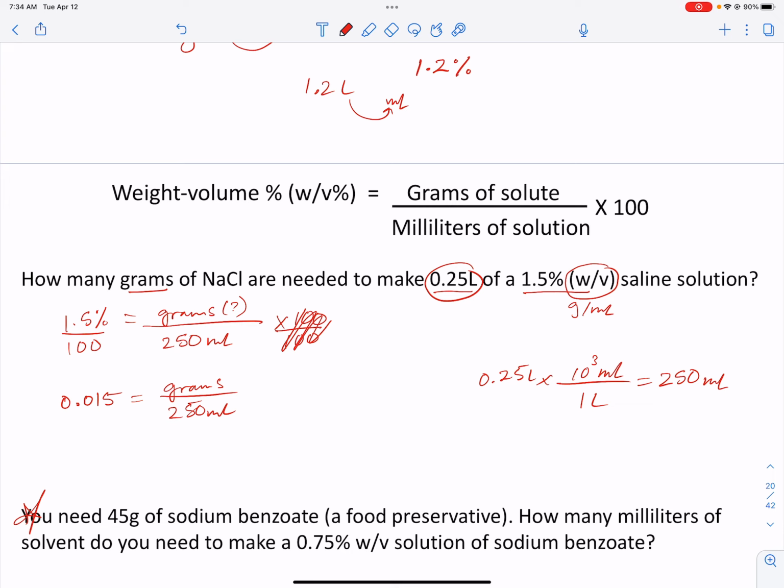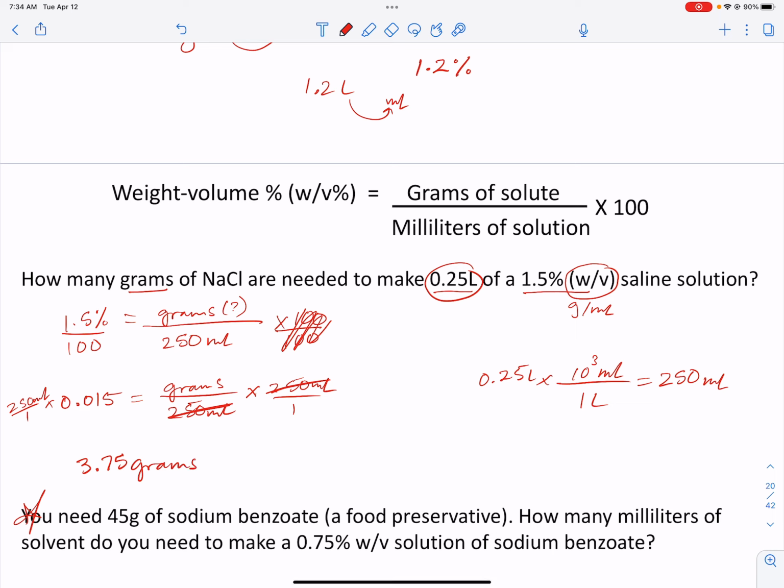Now you have 250 milliliters on the bottom. You want to get rid of that, so you have grams by itself, and the only way to do that is by multiplying by 250. You can write it over 1 if you want, so times 250 milliliters on both sides. So now it cancels here and here, and we will do the 0.015 times 250. And you should end up with 3.75. Oh, whoops, wrong units, grams.